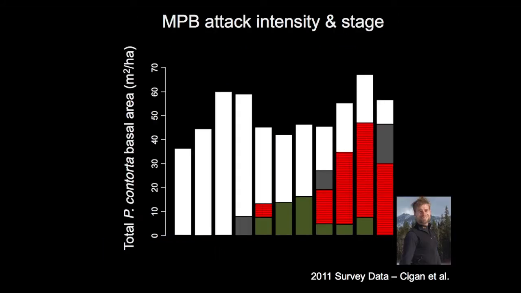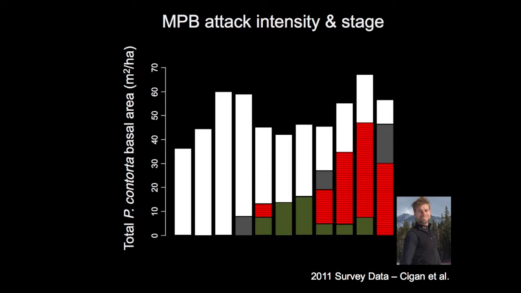Last year, Paul Cigan surveyed our sites to make sure that they did fall on some sort of gradient. What you're looking at here is basal area of lodgepole pine. Each of the bars is one of our 11 sites. The white is the basal area of trees that were not attacked at that site. Green is basal area of trees that were attacked in 2010 or 2011. Red is basal area of trees that were attacked between 1 and 3 years ago. And gray is the area of trees that were attacked greater than 3 years ago.